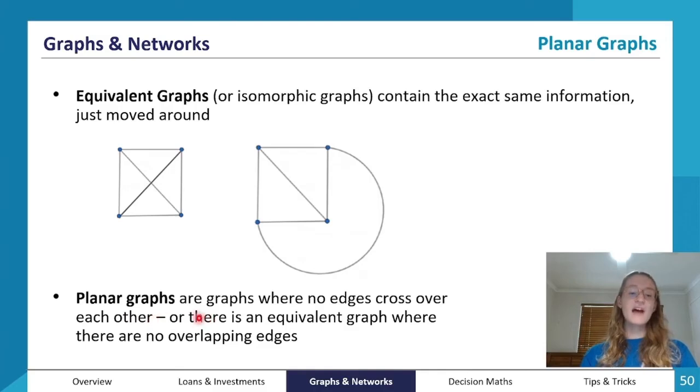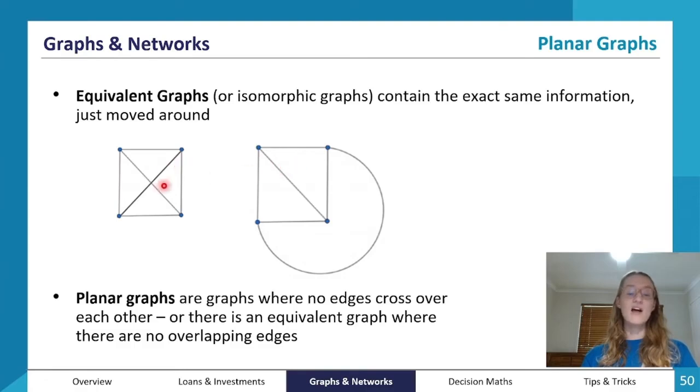So planar graphs are graphs where no edges cross over each other, or there is an equivalent graph where there are no overlapping edges. So this graph technically is a planar graph because there is an equivalent graph where there are no overlapping edges. It is just not in a planar form here because these edges overlap. You can see that intersection, that cross section that we've got in the middle, because the edges are crossing over each other. But here we do have an equivalent graph where there are no overlapping edges. If there was not an equivalent graph with no overlapping edges, then it would be a non-planar graph. It would not be a planar graph.